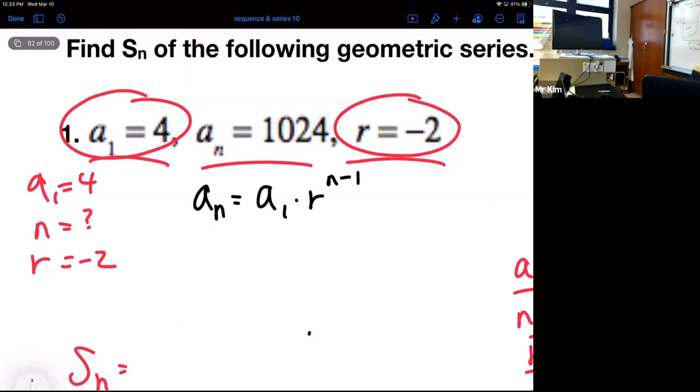There we go. Raised to the power of n minus 1. So let's plug everything in, shall we? So 1024 is equal to 4 times the common ratio of 2 to the power of n minus 1. Okay, and we're going to be doing some algebra here.